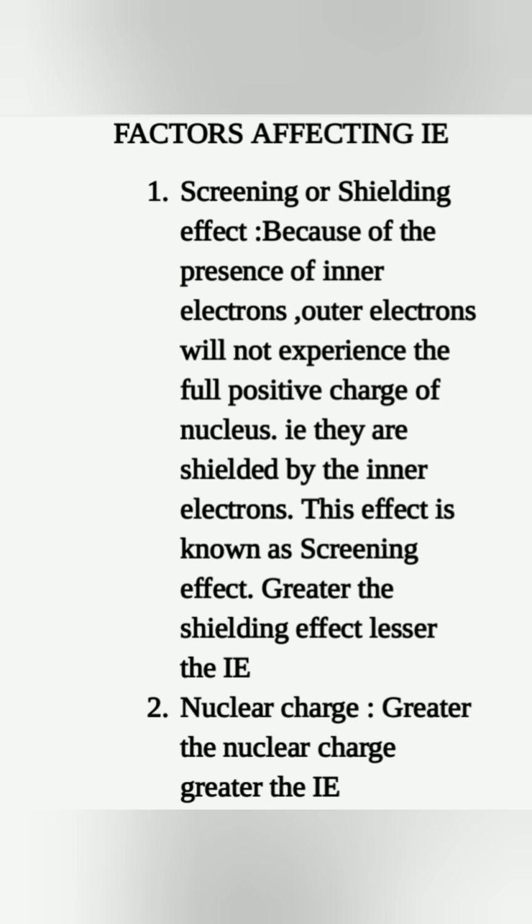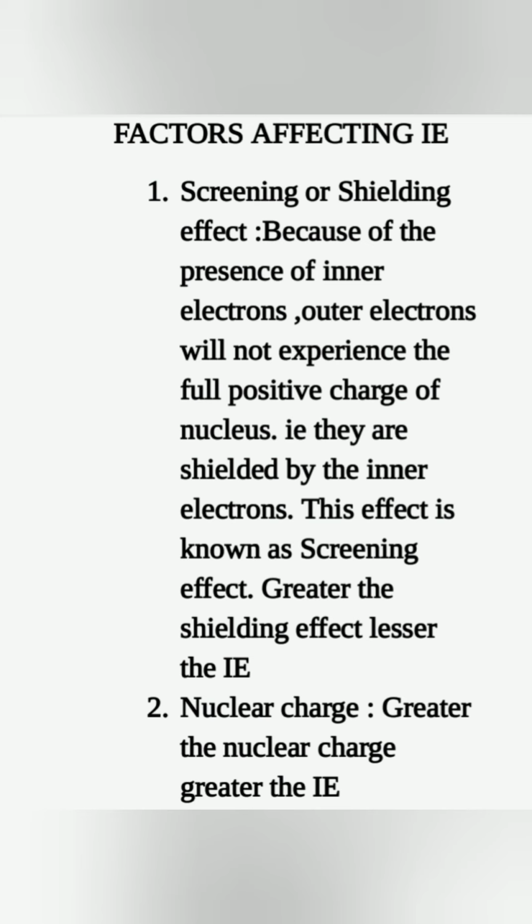On moving from left to right in a period, ionization enthalpy increases. From top to bottom, ionization enthalpy decreases in a group. Next topic is factors affecting ionization enthalpy. There are 5 factors which affect the magnitude of the ionization enthalpy.